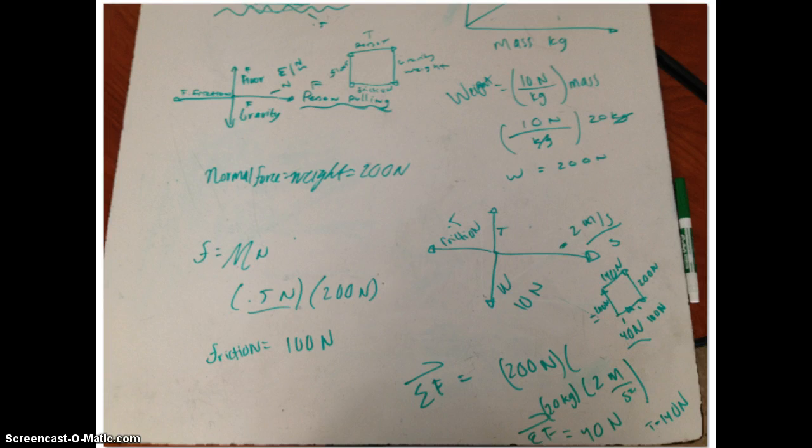Alright, so we have the weight now, so we can find the normal force automatically, because we know that normal force equals weight, and we know that the weight is 200 newtons. So that's pretty much given. Alright, and that's pretty much all that you can solve in problem 1.